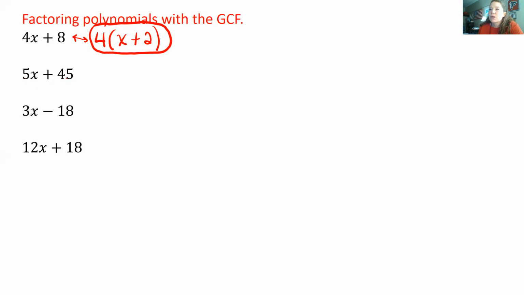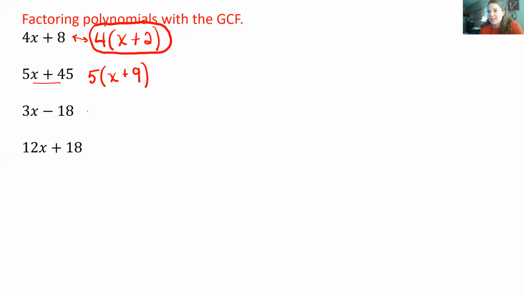What can we divide these two terms by? We can divide them both by 5. So 5x divided by 5 is x. 45 divided by 5 is 9. If we use the distributive property, we would get what we started with. So we know our answer is correct. All right, you guys try the next two problems. Pause me and then come back and check your answers.